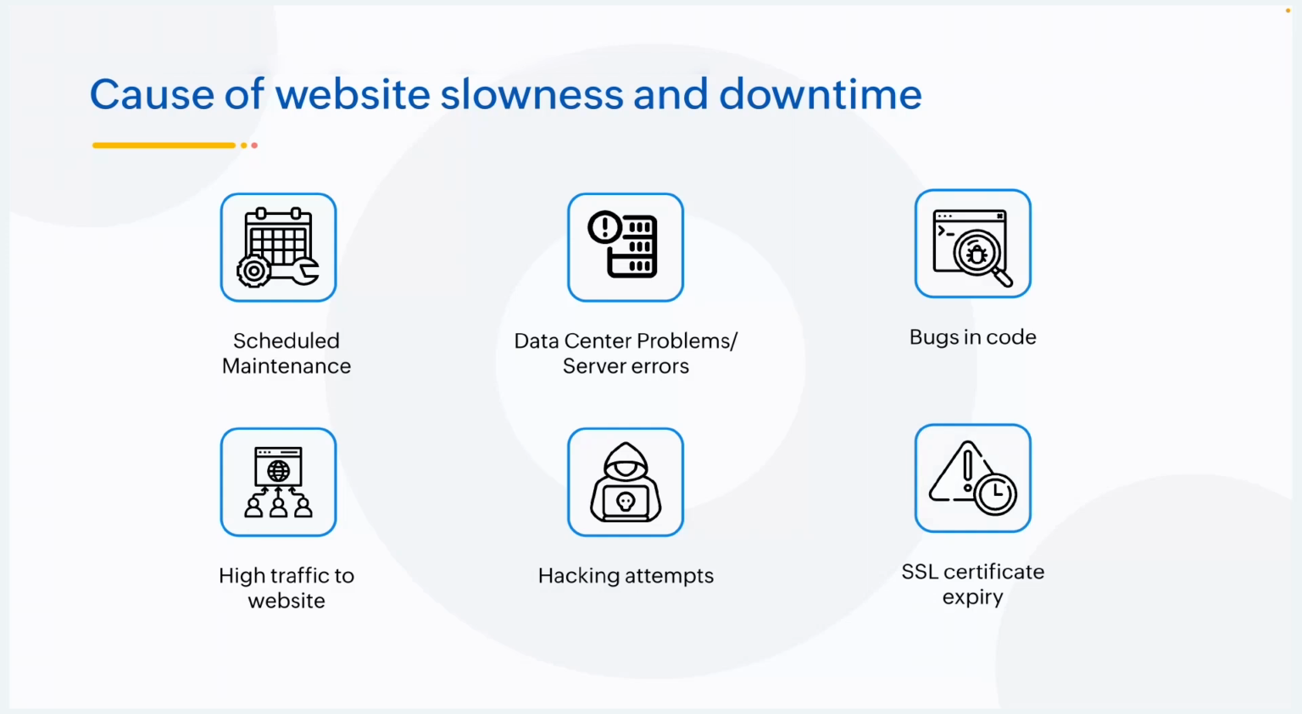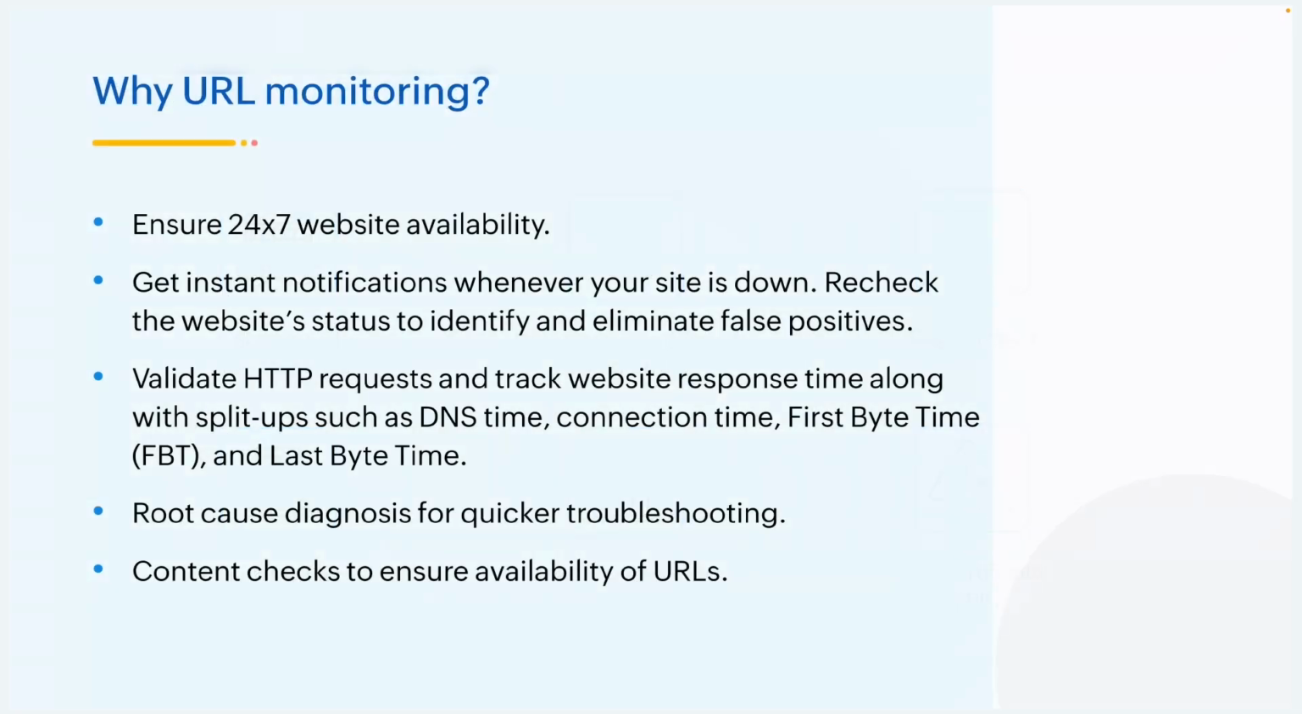To prevent problems like this, Applications Manager's URL monitoring can be very helpful. Why URL monitoring? It helps you ensure 24/7 website availability. It acts as a continuous URL monitoring service that keeps a constant watch over a specific URL or a web page. It helps verify the availability of the specified addressable standard HTTP and HTTPS URLs. It helps you get instant notifications whenever your site is down.